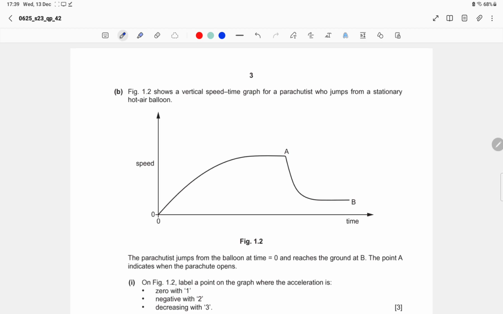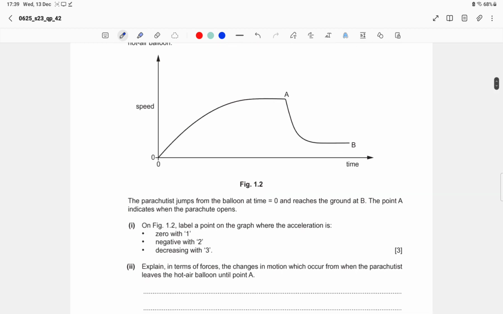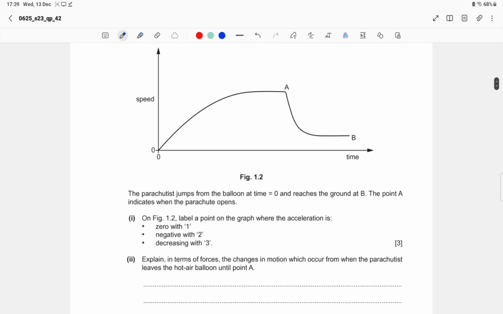Figure 1.2 shows the vertical speed-time graph for a parachutist who jumps from a stationary hot air balloon. The parachutist jumps from the balloon at time equals 0 and reaches the ground at point B. The point A indicates when the parachute opens. On figure 1.2, label a point on the graph where the acceleration is 0 with 1.